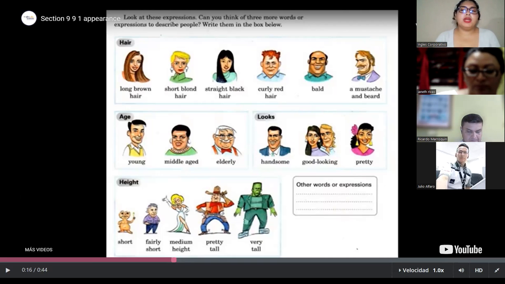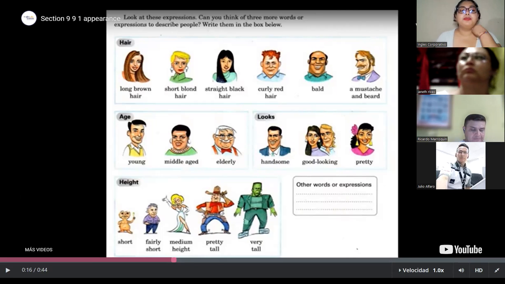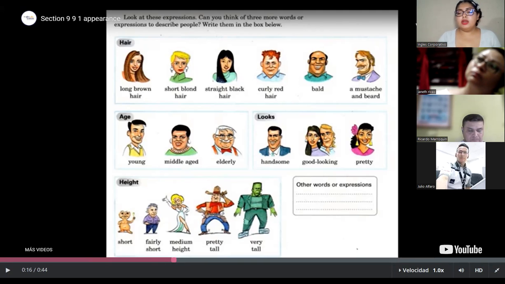Okay, in this case, we have these couple of examples, and we are talking about the physical appearance. When we were talking about the adjectives on the previous sessions, that is the sessions that we have in these two days, we were talking about something general, because we were talking about the usage of the adjectives, what are the adjectives, how can we use them in different elements.